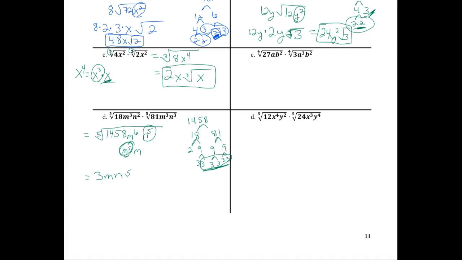We look at anything that's left over. I had a 2 and a 3, so 2 times 3 is 6. And I also have an m. That should be as far as we can go. We've taken out all the perfect fifth powers for the numbers, all the perfect fifth powers for the variables. Anything that did not have a fifth power had to stay underneath that radical. Don't forget to write that 5 as part of your final answer. It was a fifth root. It needs to stay there.